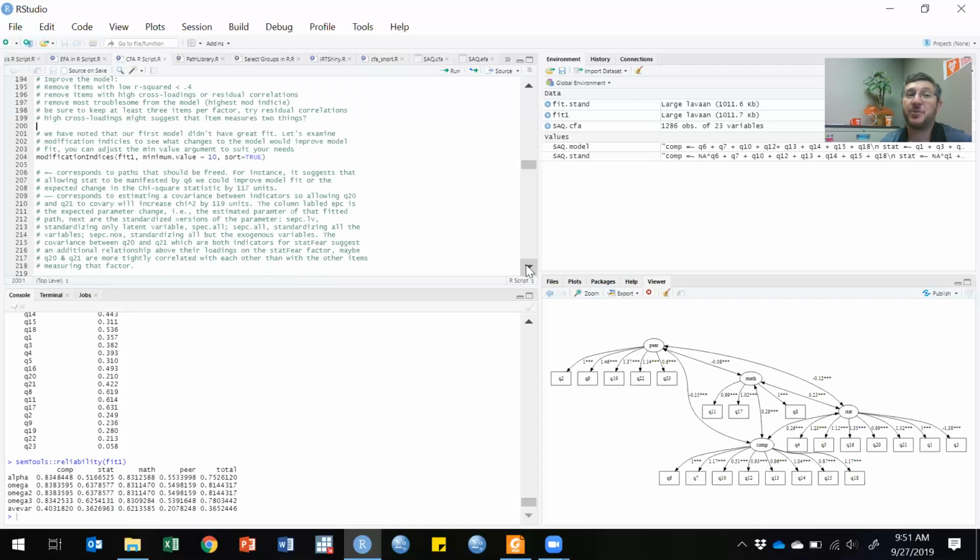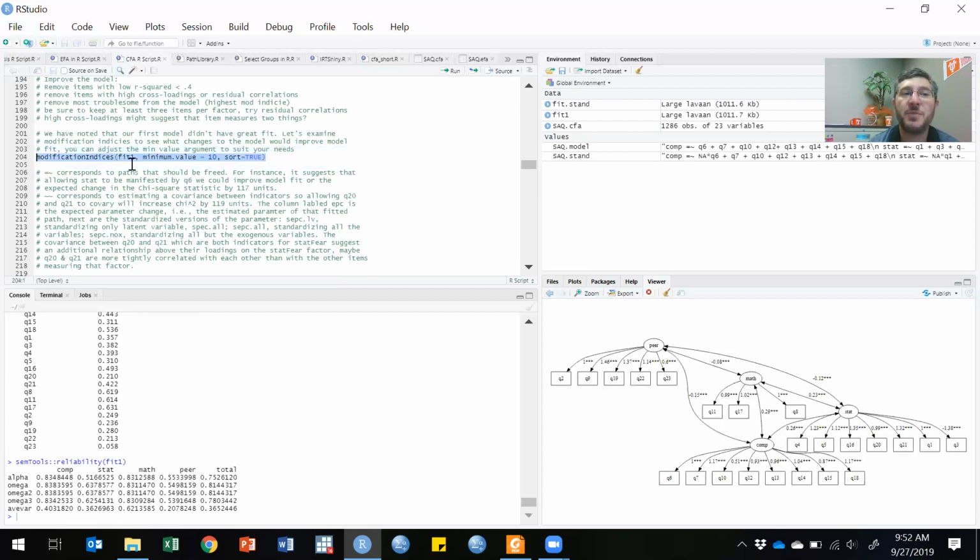Most SEM programs have what are called modification indices. It basically tells you, if you make this change, it'll make this improvement, and the chi-square will be reduced by this amount, which in turn would indicate better model fit. So, you can really get carried away here with the modification indices, right? You also have to think about, statistically, this may make the model fit better, but is that really supported by the theory? You have to keep that in mind when making modifications.